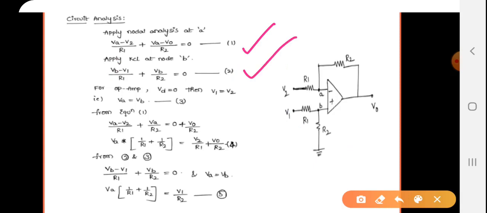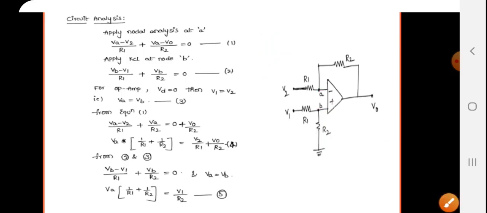Then according to the virtual ground, what is virtual ground here? Internally, the difference of voltage between the two terminals will be equal to 0. So this is the virtual short. It is called virtual short or virtual ground. Then whatever the voltage at node B is equal to the voltage at node A. So hence VA is equal to VB. We have to note this point: VA is equal to VB.